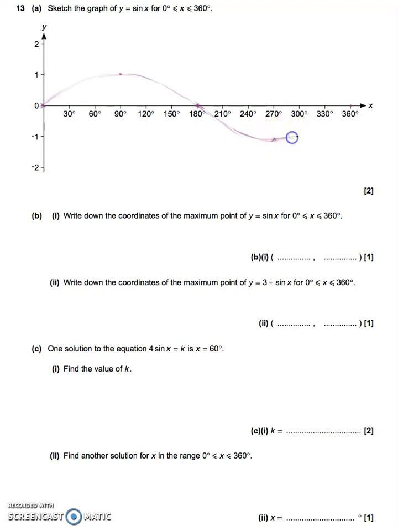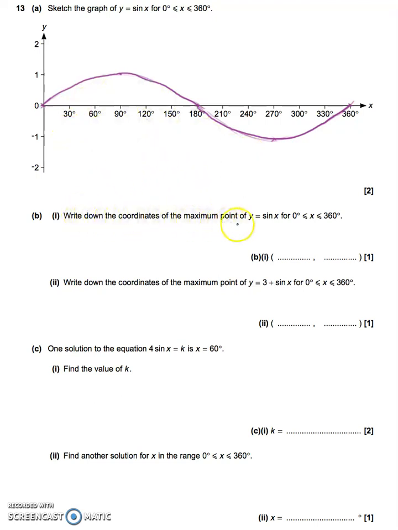Roughly speaking, that's about good enough for our graph. Once you're happy with it, you go over it a little bit thicker, a nice smooth curve, as smooth as you can get it. There we go, so there's our sine graph. Obviously, if you calculate it, you could check that at 0 we're at 0, at 90 we're at 1, but you haven't got that in this question, so you just have to know that.